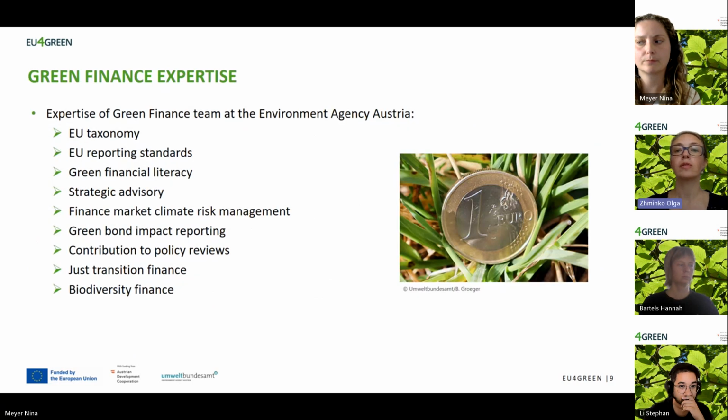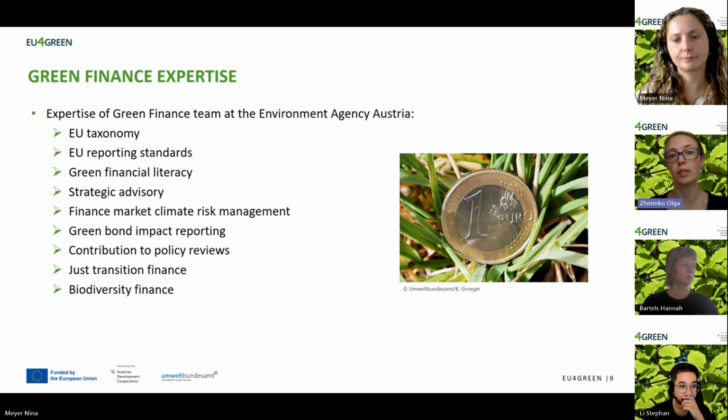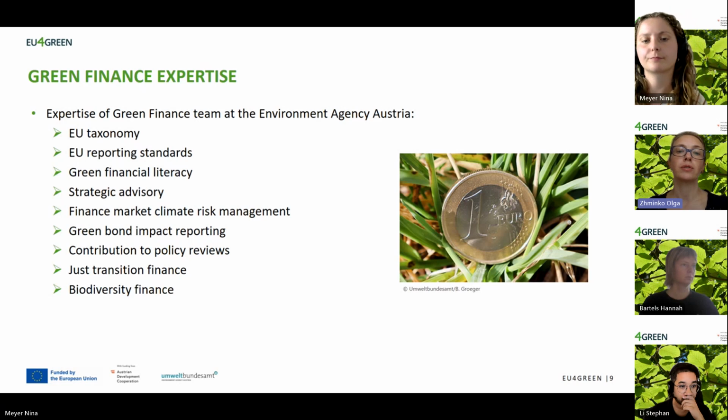We have particularly good expertise in green finance, including the topics of EU taxonomy, EU reporting standards, green financial literacy, biodiversity finance, just transition finance, finance market, climate risk management, strategic advisory, and green bond impact reporting, where we work together with the Ministry of Finance of the Republic of Austria, and we provide contributions to policy reviews.